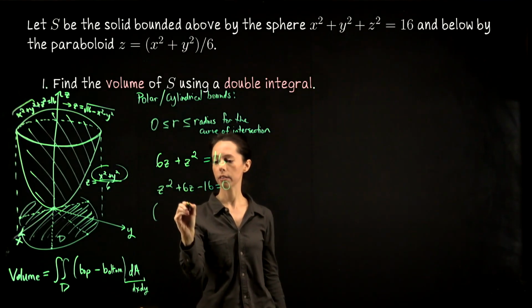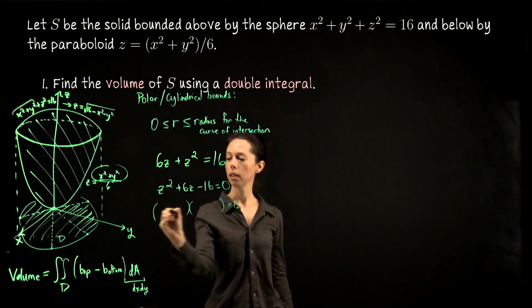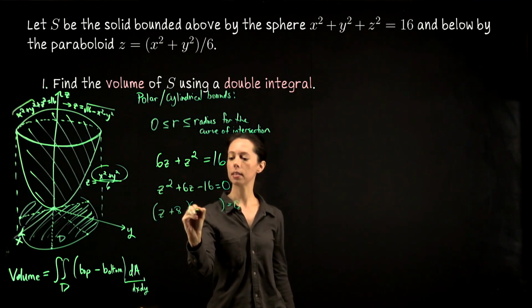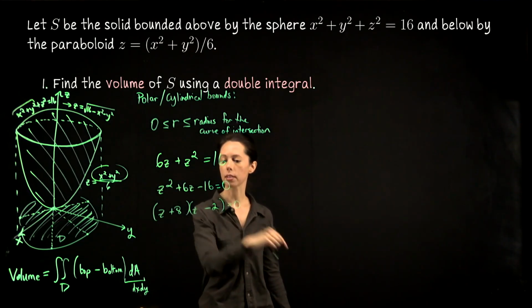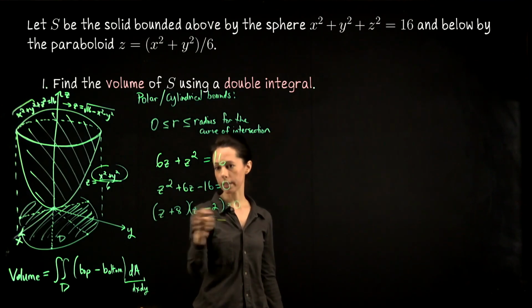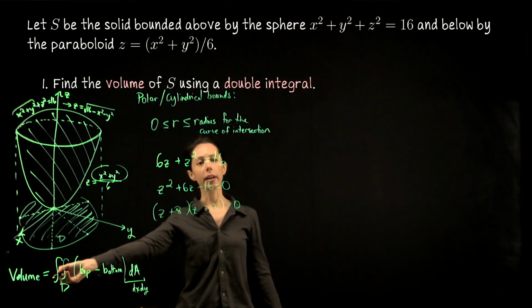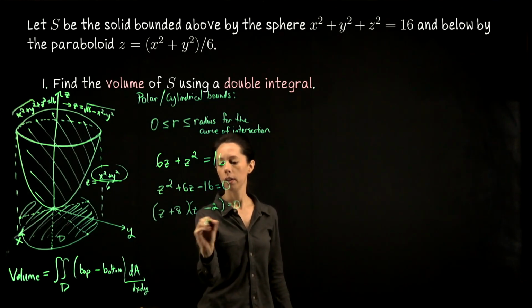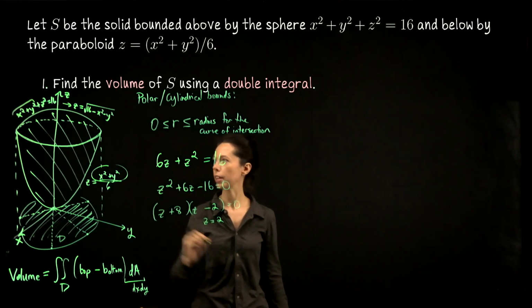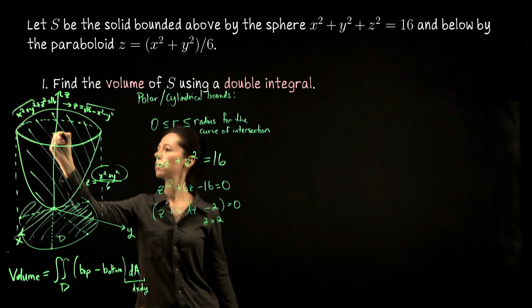Z squared plus 6z minus 16 equals 0. This actually factors, otherwise you could use the quadratic formula. So we can say z plus 8, z minus 2, the product of those two expressions is 0. So the solutions to this algebraic equation are z equals negative 8 and z equals 2. Z equals negative 8 is way down here underneath our solid. So at the curve of intersection, all of the z coordinates are 2.